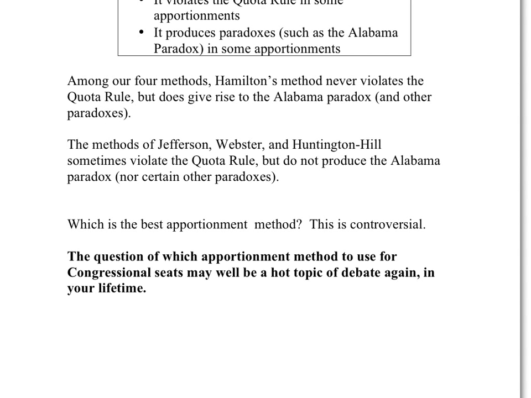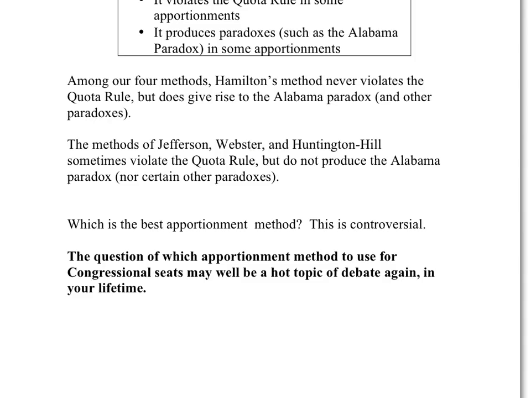How about the modified divisor methods, the other 3 methods we've discussed? Well, they all are vulnerable to violating the quota rule, but they have the advantage that they're not vulnerable to creating the Alabama paradox, nor are they vulnerable to certain other paradoxes that we don't discuss in this course. Great. So, where does that leave us? We are still left asking which is the best apportionment method, and that is still controversial. So yes, there are certain arguments in favor of Huntington and Hill, but there are arguments that people are still making in favor of other apportionment methods, especially Webster.